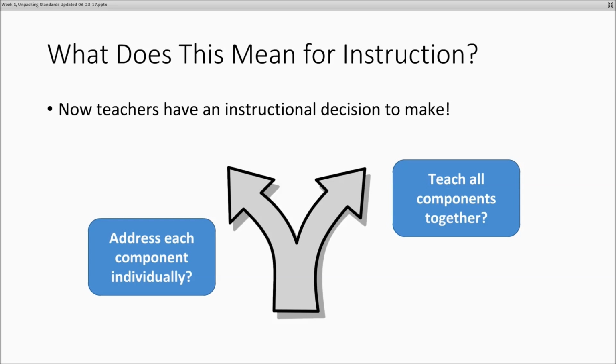So probably at the beginning, you keep it simpler and focus on an individual component. Whereas towards the end, you may have been building up. Students have more practice and more confidence and skill. You can teach all the components together.